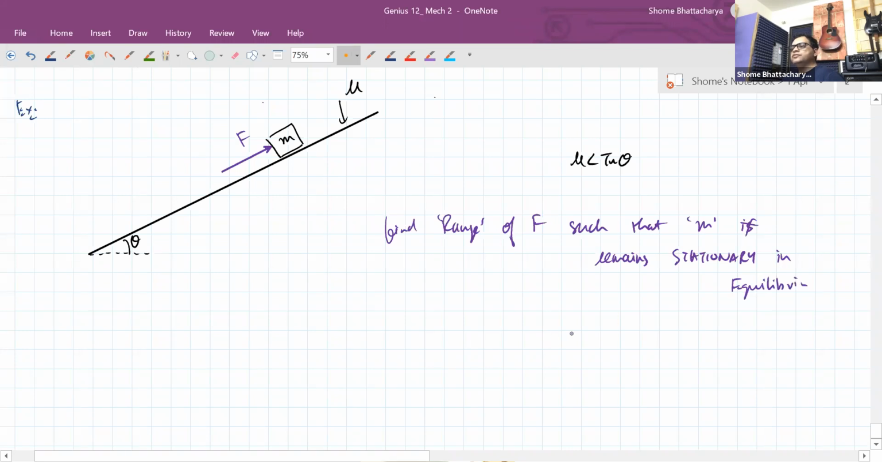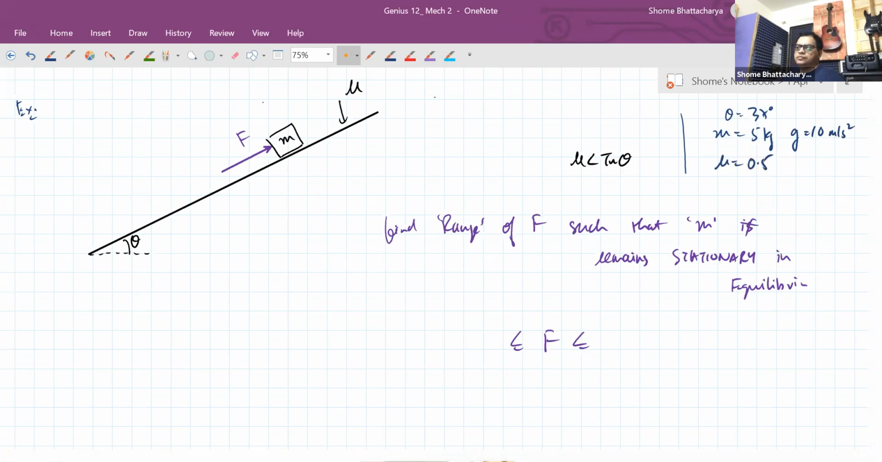So you can see that F's maximum value will be how much? Okay, let's take numerical values. This will help. So take theta as 37 degrees again. Take M as 5 kg, g as 10, and take mu as 0.5. So I want you to work out the answers pretty fast. What is this maximum? What is this minimum?